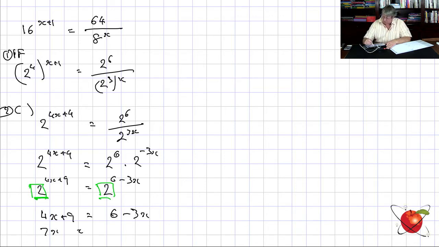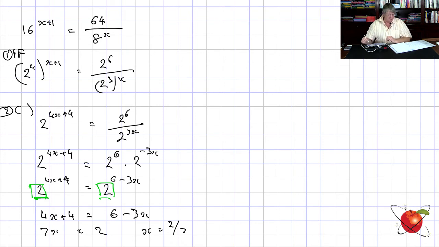4x plus 4. Wow, look how my 4 changed. Plus 4, plus 4, plus 4. So that's going to go to the other side. 6 minus 4 is equal to 2. So therefore x is equal to 2 over 7. All right. And how do we check if we're right? Put x equal to 2 over 7 in there, and then just check that you get the same answer.